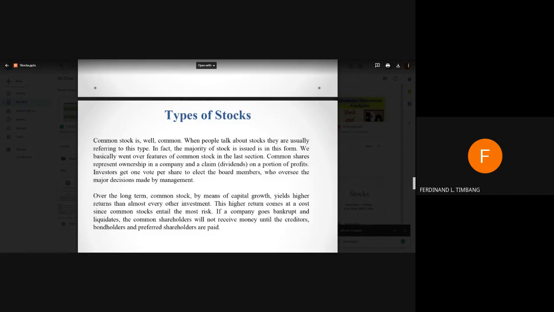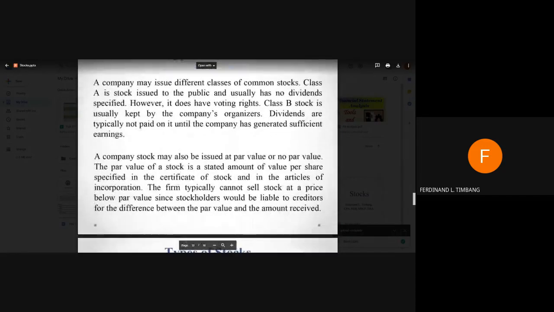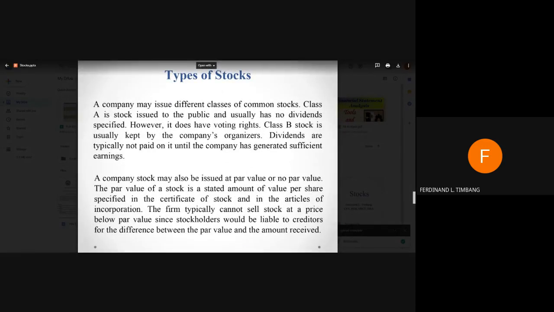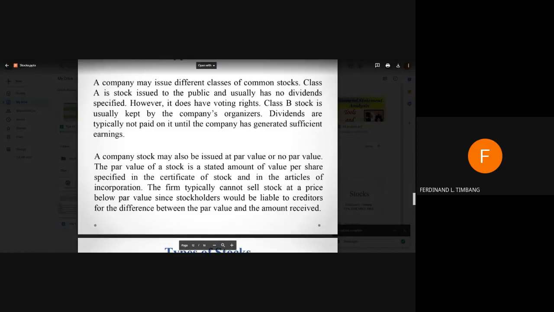Okay, so ito, no? A company may issue different classes of common stocks. So class A is stock issued to the public and usually has no dividends. However, it does have voting rights. Tapos yung class B stock naman is usually kept by the company's organizers. Dividends are typically not paid on it until the company has generated sufficient earnings.